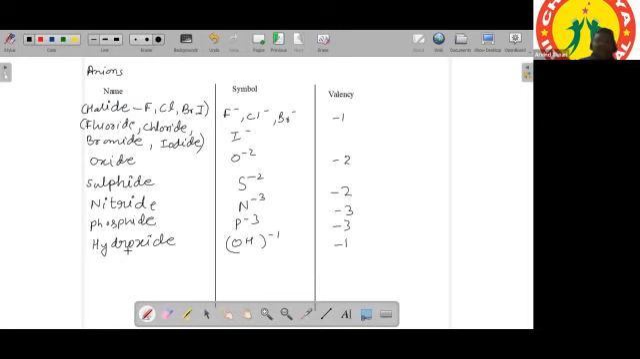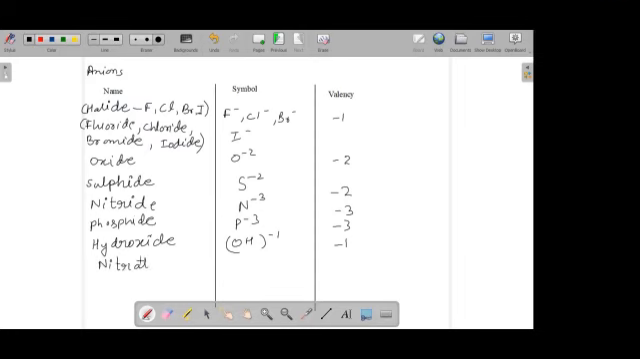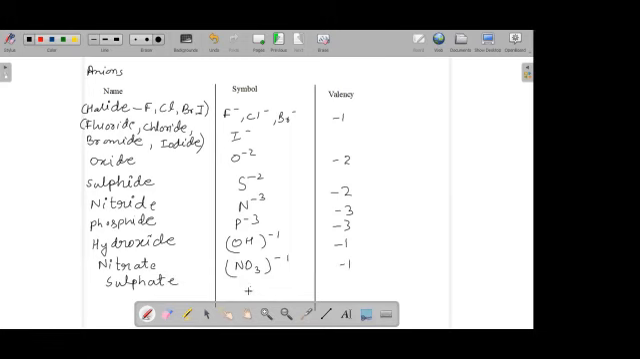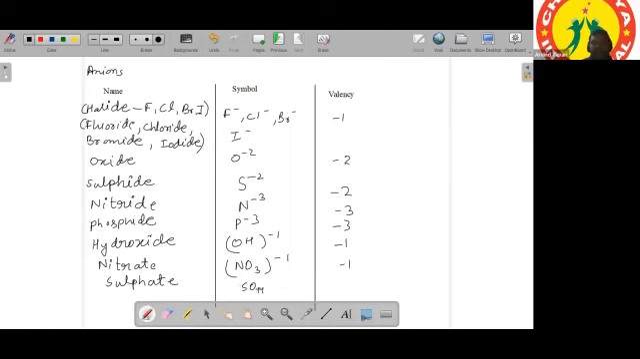Then after hydroxide, you have nitrate. Sir, can you tell the formula? NO3, -1. Okay, NO3, valency -1. Okay, nitrate. Then sulfate. Can you tell for sulfate? SO4, -2. Very good. SO4, valency -2. Okay.